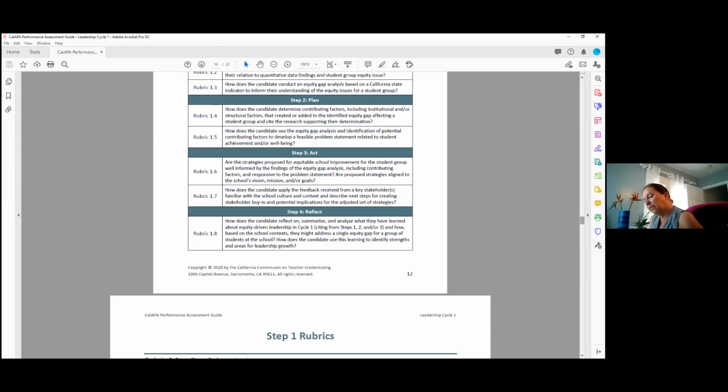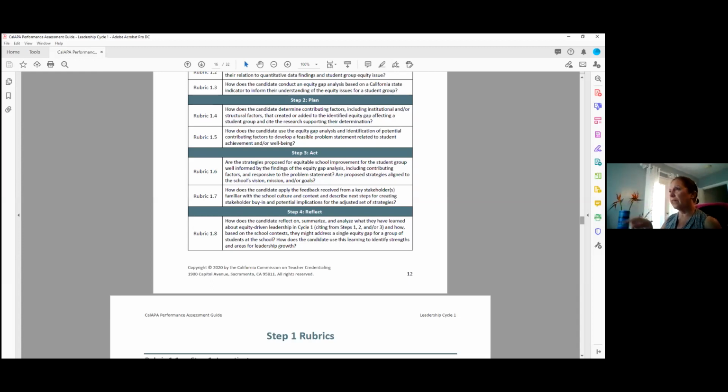How does the candidate reflect on and summarize what they've learned about equity-driven leadership in cycle 1, and how, based on the school context, they might address a single equity gap for one group of students at the school? How does the candidate use this learning to identify strengths and areas for leadership growth? So it brings it full circle.